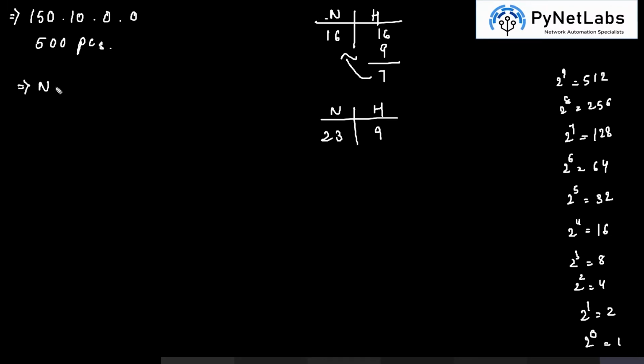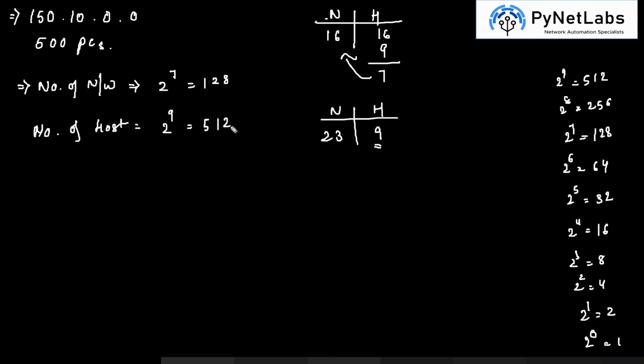Now if we calculate the number of networks which can be made out of these, it will be 2 raised to the power 7, which will be 128. So this is going to be a huge distribution, and you don't have to write all the ranges. We will just simply use the first few ranges. Then number of hosts, 2 raised to the power of bits, which is 9, we have 512.